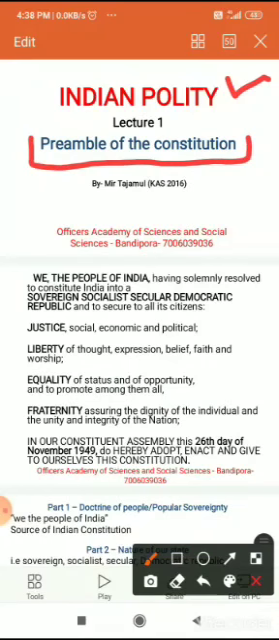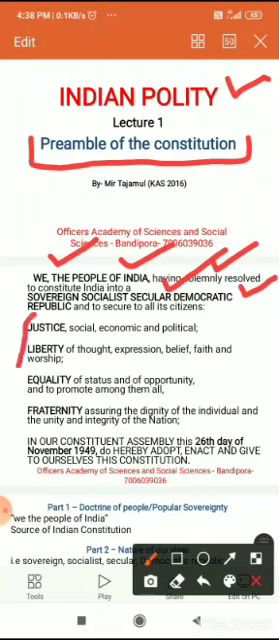As you can see, the contents goes like this: We, the people of India, have solemnly resolved to constitute India into a sovereign, socialist, secular, democratic republic and to secure to its citizens. So, up to this, we have two components. Number one, we, the people of India, have solemnly resolved to constitute India. And the second component is into a sovereign, socialist, secular, democratic republic. And to secure to its citizens, then we have the third part from this onwards.